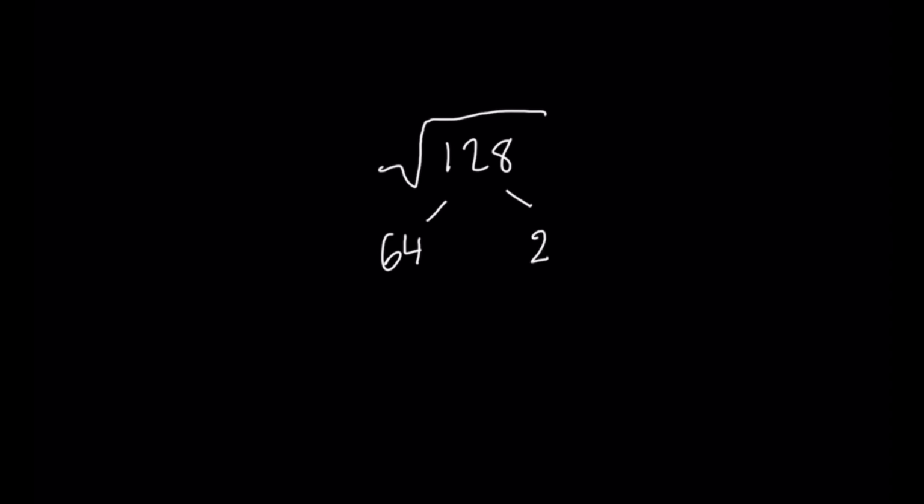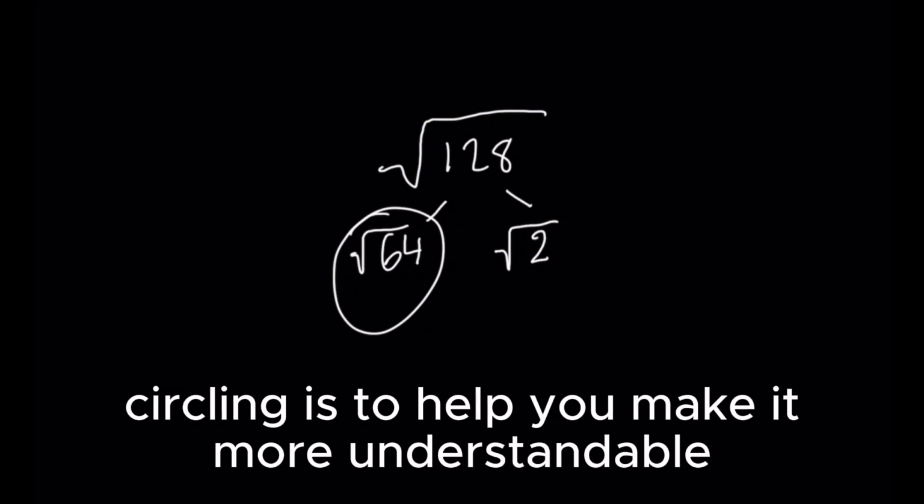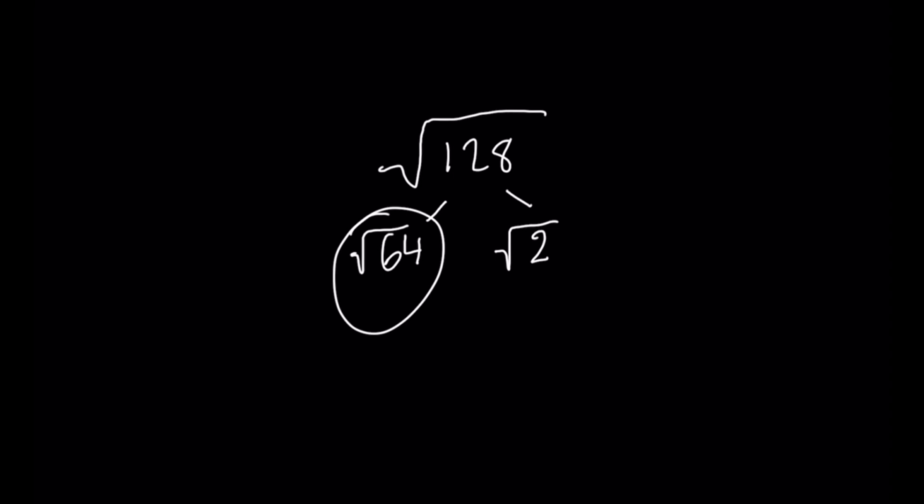And then after that, you want to put a square root sign on each side, so you know that you're trying to square root both of them. And we know we can square root this one, so we can circle that, only if you want to. You don't have to circle it if you understand. And then it would be 8, and then you keep this the same because you can't square root 2. And so that would be the simplified version of the square root of 128.